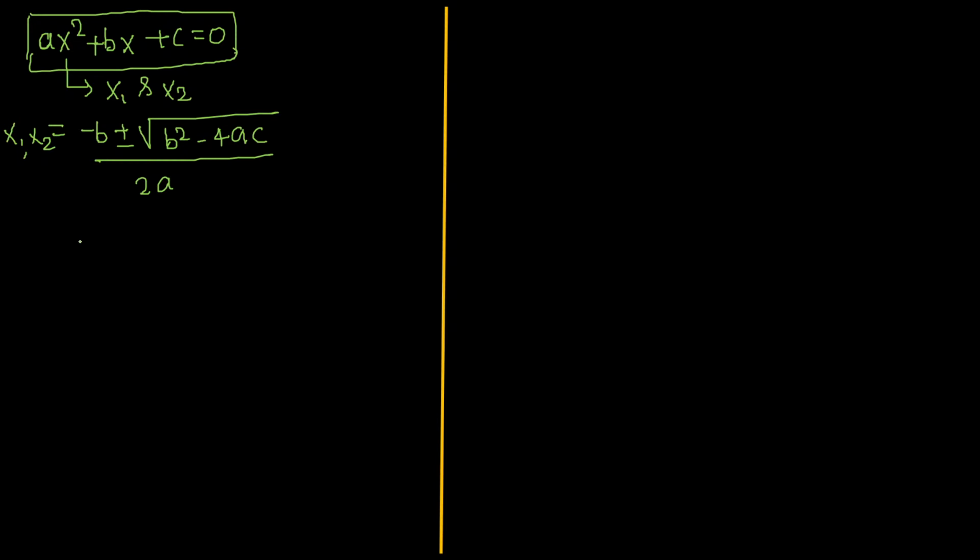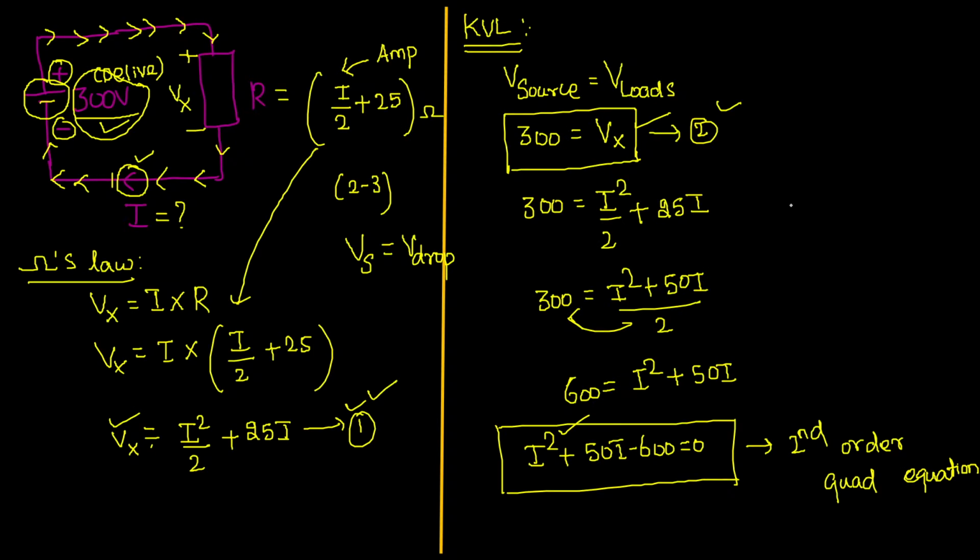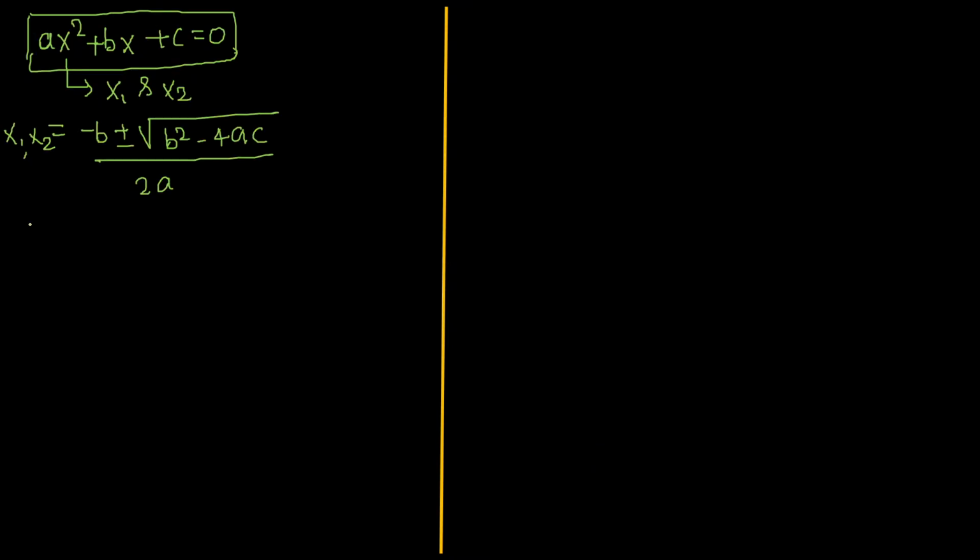Now, our equation is I power 2 plus 50I minus 600 equal to 0. Compare these two, solve, and tell me the value of I. Drop it in the comment section.